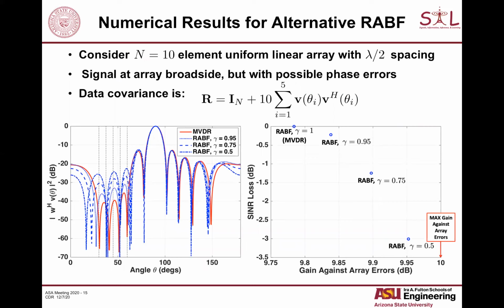So here I'm showing you that it actually works. It does what we expect. I'm showing you the beam pattern on the left. If I just look at the NVDR solution, this is this red curve. But as I begin to accept more and more SINR loss, notice that these deep nulls for the NVDR begin to retreat towards conventional side lobe levels. Okay, so it does the right thing, what we'd expect. And of course, as I'm willing to accept more and more SINR loss, I basically get more and more gain against array errors. And so where the maximal gain here is 10.